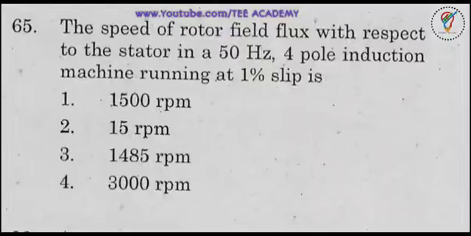Now let's continue the TNEB electrical paper solutions. So let's continue the solutions here, and we have question 65. The speed of the rotor field flux with respect to the stator in a 50 Hz supply, 4-pole induction machine running at 1% slip. So friends, remember here, read the question carefully.